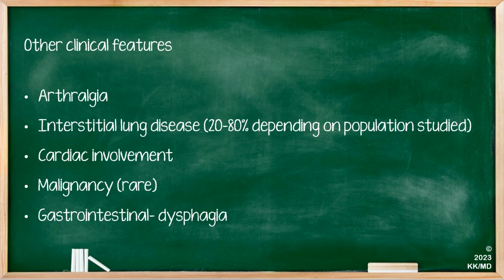As for its other clinical features, you could very frequently see arthralgia, which is quite a common presenting complaint in rheumatological cases. It could present as interstitial lung disease; quite a wide range of numbers has been stated, but about 20 to 80%, depending on the population studied, of patients with polymyositis have ILD.